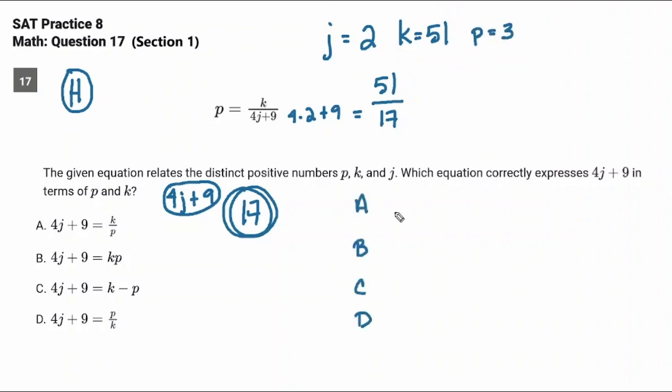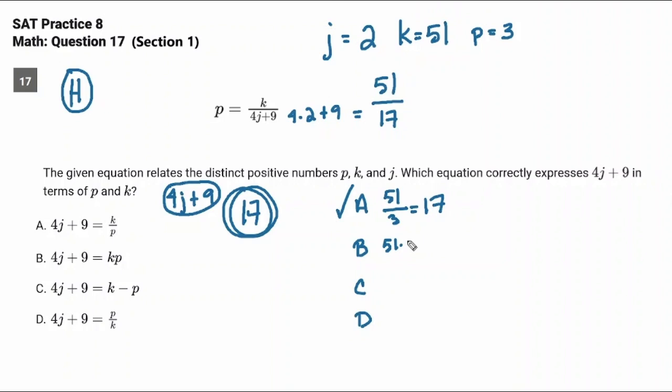I'm looking for 17. So K over P. K is 51 over P is 3. That checks out, that's 17. I'm golden. If I'm in a hurry, I could just pick it and move on. K times P, that's 51 times 3. I don't know what that is. I don't need to know.